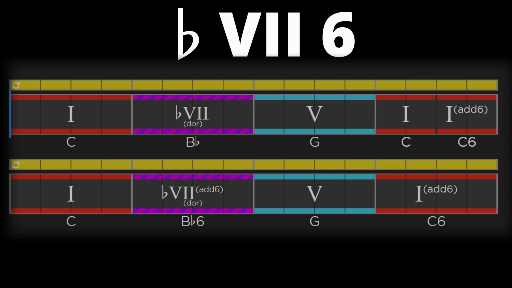This flat 7 chord can also be turned into a major 6th chord. Here it is in the second half of the progression. Also see how we move from the standard 1 chord to the 1 major 6th. This is an easy way to create interest when a single chord is played for a while.